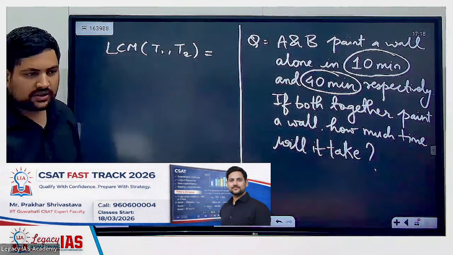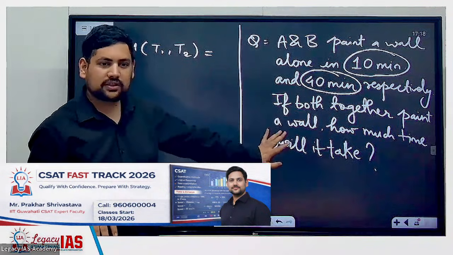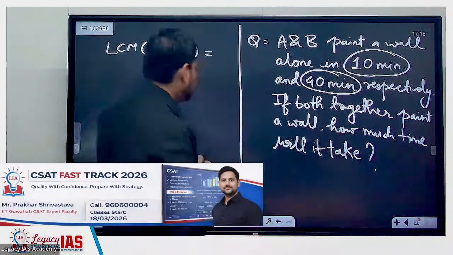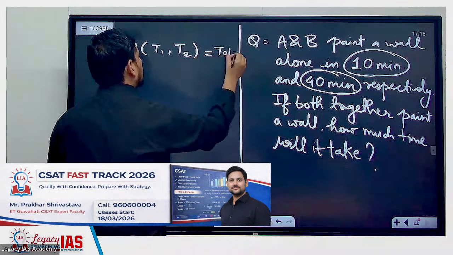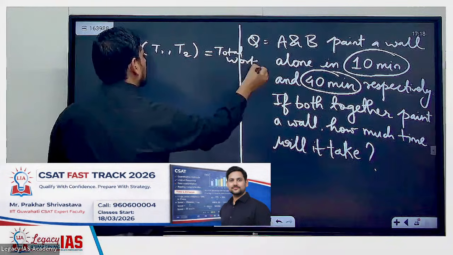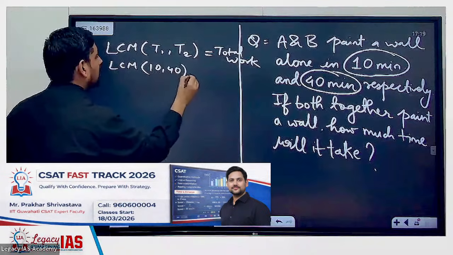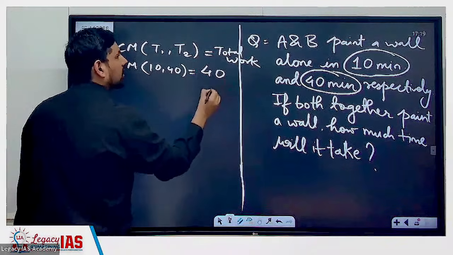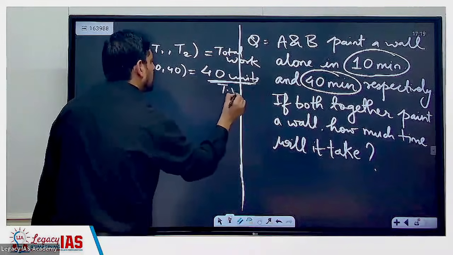LCM, you understand? Least common multiple. If you're not understanding anything, just multiply them. That also works. So 10 and 40. First thing is finding their LCM. So LCM, this becomes total work. So LCM of 10 and 40. What will be the LCM? 40. So 40 units is what you will consider to be the total work.